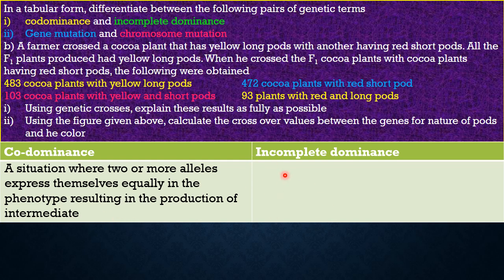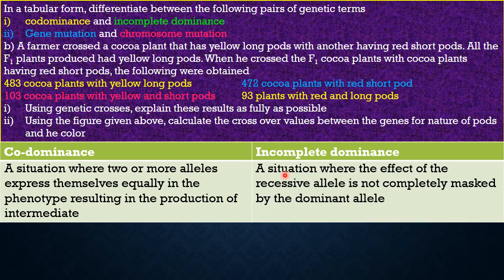Let's look at incomplete dominance. Again, by the definition, incomplete dominance is simply a situation where the effect of the recessive allele is not completely masked by the dominant allele. Say we have two alleles. Under normal circumstances, we expect that all the offsprings produced in the F1 generation after a cross between the two will give us either one of the parents, or an intermediate species, just like in the case of codominance.